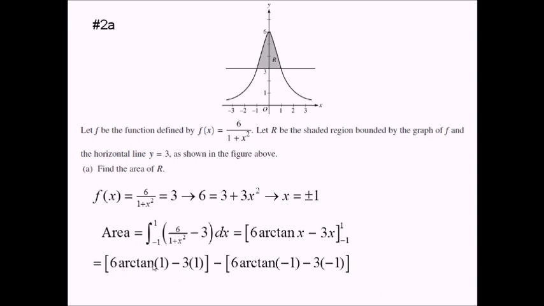So arctan of 1, that's going to be pi over 4. This is the angle at which we have a tangent of 1, a slope of 1 for the angle. So this is 6 times pi over 4, which, if you reduce that, is 3 pi over 2 minus 3. And then over here, this becomes arctan of negative 1. That's going to be negative pi over 4. So this would be negative 3 pi over 2. But it's going to become positive with this negative out here. And then we have positive 3 inside, but we're negating that.